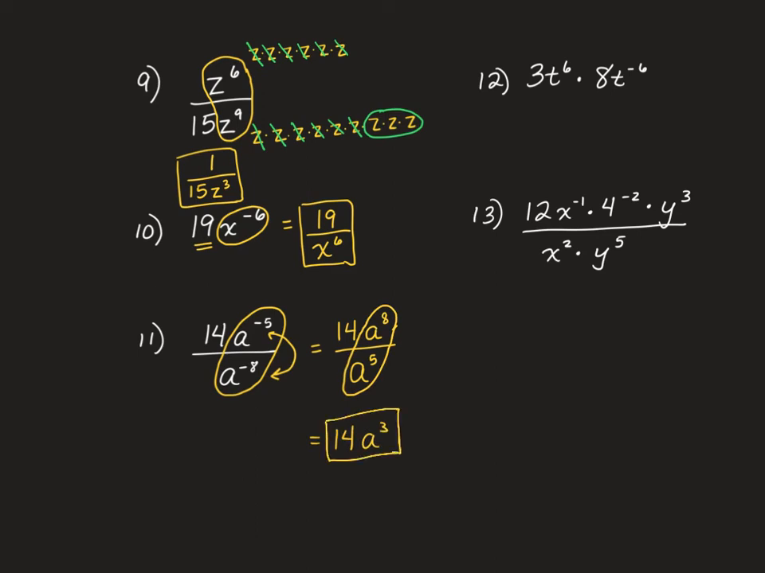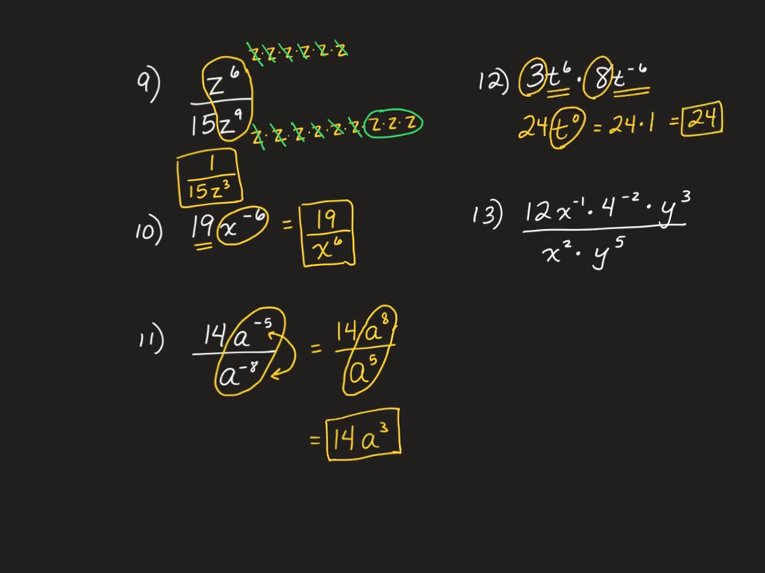For number 12, we have 3 multiplied by 8, which is 24. And then we have t to the 6th multiplied by t to the negative 6th. So that means we can add those exponents. So we have t to the 6 plus a negative 6, which is t to the 0. Now remember, we learned in this lesson that anything to the 0 power is 1. So this is the same as 24 multiplied by 1, which of course then equals just 24.